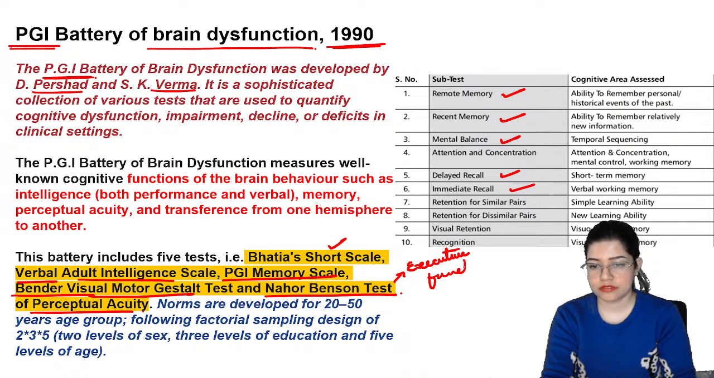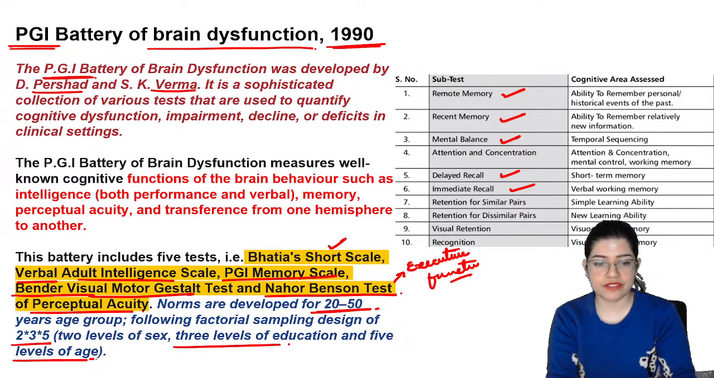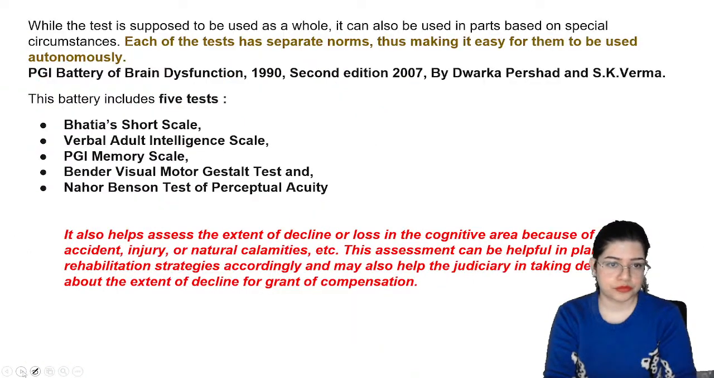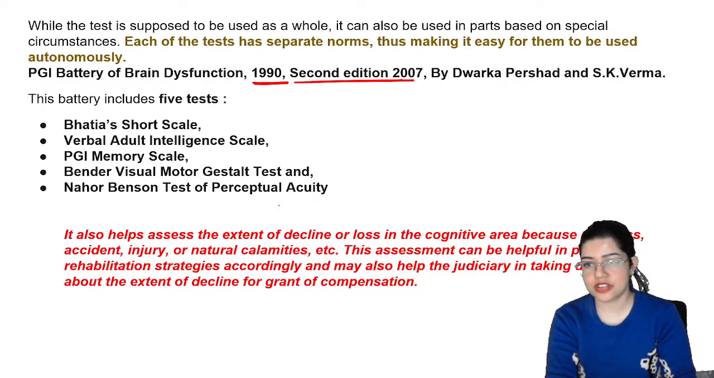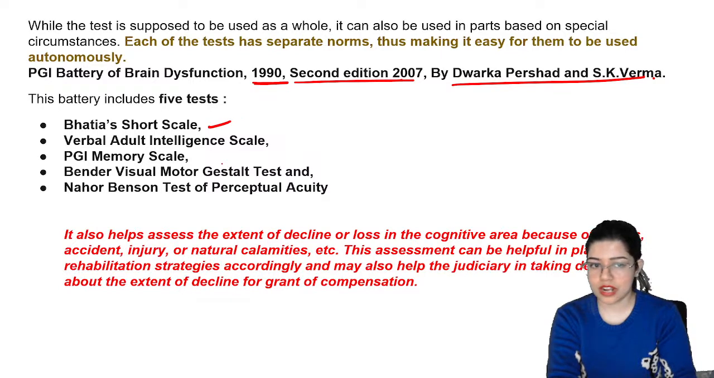Executive function. Okay? All right. So norms are developed for 20 to 50-year-olds. And then what else? Factor analysis is used, 2 levels of gender, 3 levels of education, and 5 levels of age. हाँ जी, तो ये यही है. 2007 में इसका सेकंड एडिशन आया था. ओके. भाटिया शॉर्ट स्केल, वर्बल अडल्ट इंटेलिजेंस स्केल, पीजीआई मेमोरी स्केल, बेंडर विजुअल मोटर जेस्टाल्ट टेस्ट, एंड देन नाहर बेंसन टेस्ट. ठीक है.